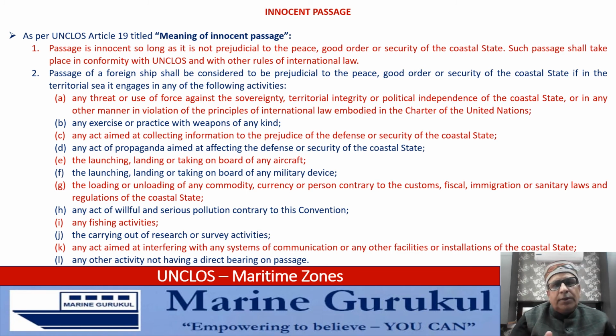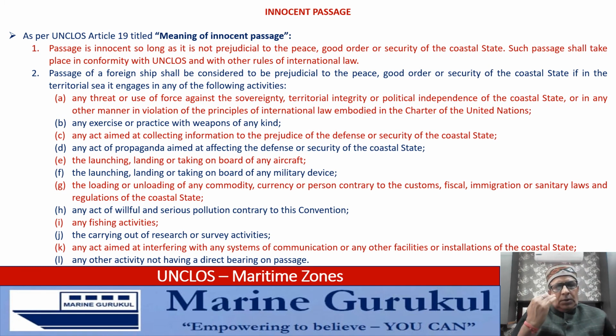And they include use of threat or use of force against the sovereignty, political independence, territory, use of arms, landing of aircrafts, landing or taking of any currency or people in violation of military activities. All these will basically be activities which will be prejudicial to the peace and good order of the coastal state.